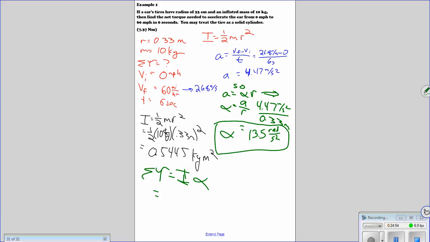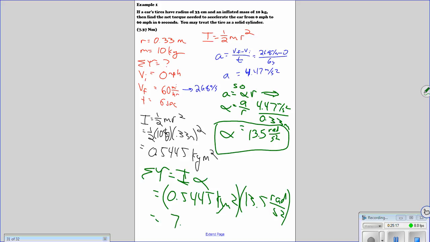Our I is 0.5445 kilogram meters squared, times our alpha, which is 13.5 radians per second squared. So times 13.5, and it gives you 7.35, and the units do work out to Newton meters, because you've got kilograms, meters squared per second squared. Remember, your radians kind of cancel out because they're built into this I here.